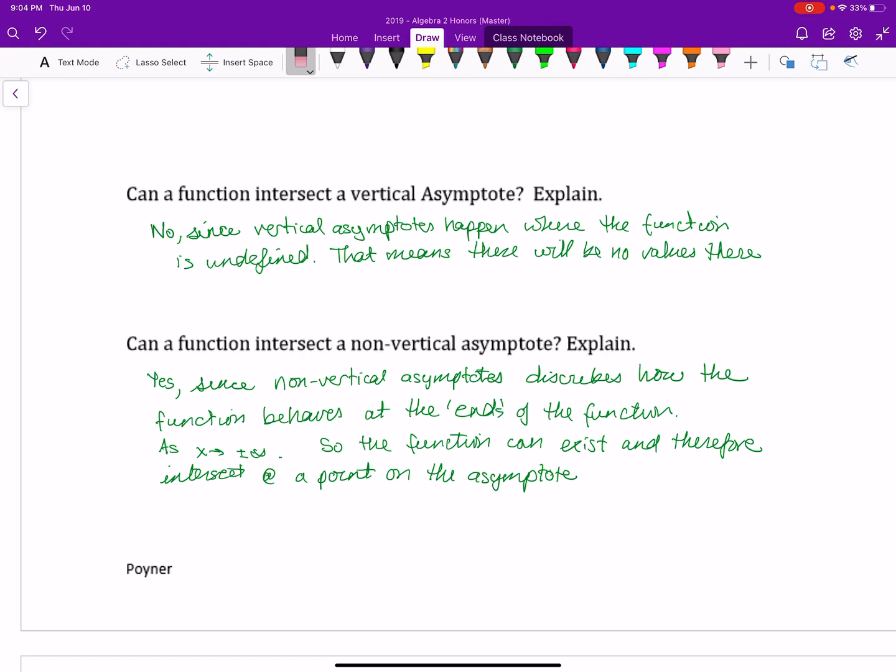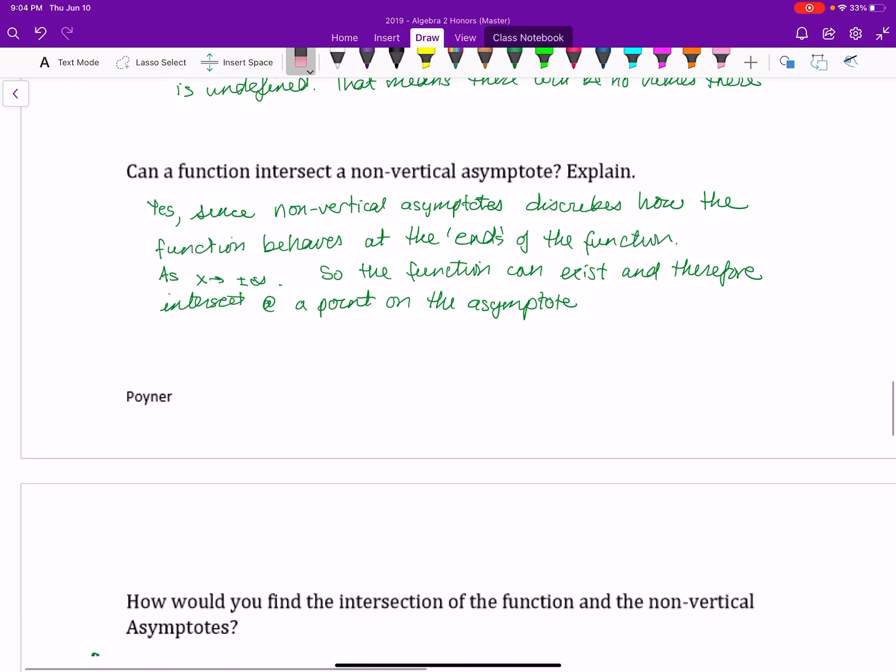That's the difference between a vertical and a non-vertical asymptote. Vertical asymptotes, function cannot exist here. That's what this means, okay? Or rational function cannot exist here, I should say.